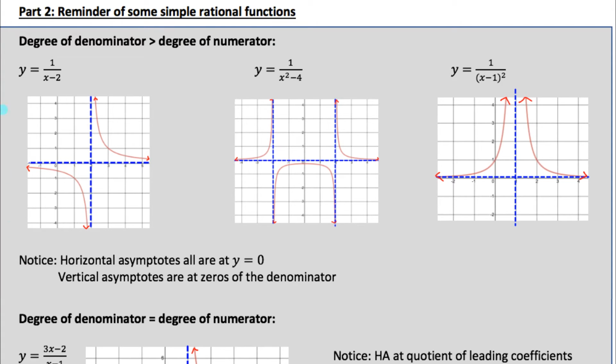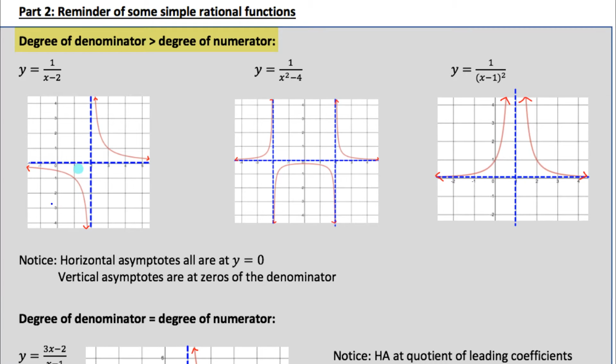So notice I'm showing you a bunch of rational functions now. In all of them, we have a variable x in the denominator of the function. Let's look at these first 3 and see what's in common with the first 3 functions. Notice all 3 of them have horizontal asymptotes at y equals 0. And that's always going to be the case if in your rational function, the degree of the denominator is higher than the degree of the numerator.